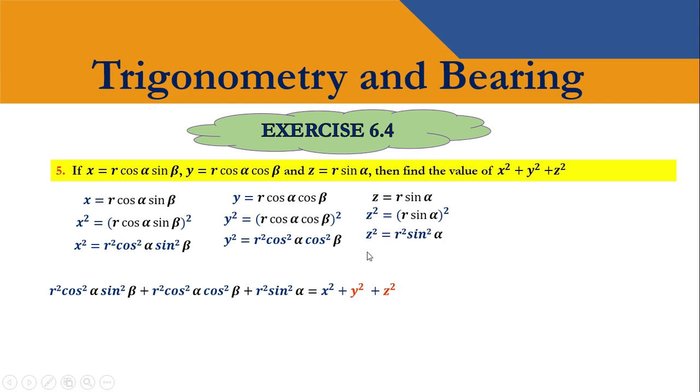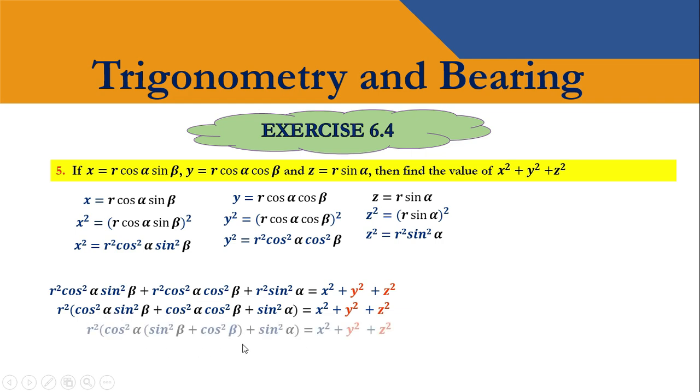Now add all these three equations together, we will get this equation. Take r square common from this equation and this equation will be left to us. Now take cos square common from the first two expressions. If you take cos square alpha common, the expression left is sin square beta plus cos square beta, which is a Pythagorean identity and which is equal to 1.